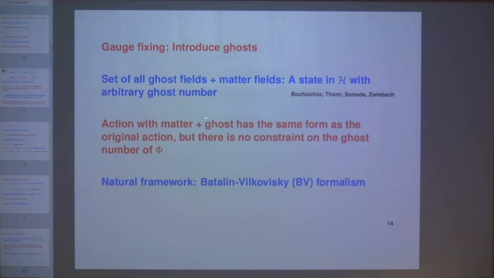So the action with matter plus ghost has exactly the same form as in the original action, except that there is no constraint on the ghost number of phi, because phi now represents both matter fields and ghost fields. And there is a natural framework for quantizing this, which is called the Batalin-Vilkovsky or BV formalism.